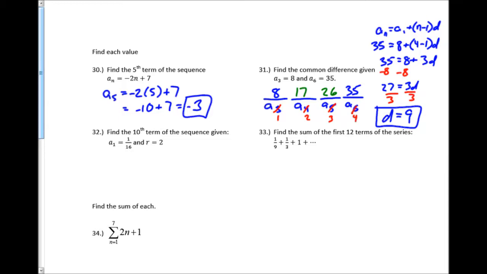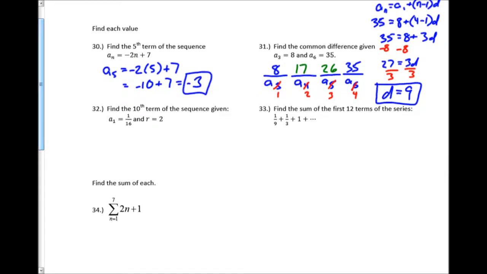Okay? If I look at the next one, it says to find the 10th term of the sequence. And really, you could start with this. And since it's an r value, it means I'm multiplying. Multiply by 2 and get a 1/8, and then multiply by 2 and get a 1/4, and keep going all the way to the 10th term. All right, that would be one option here.